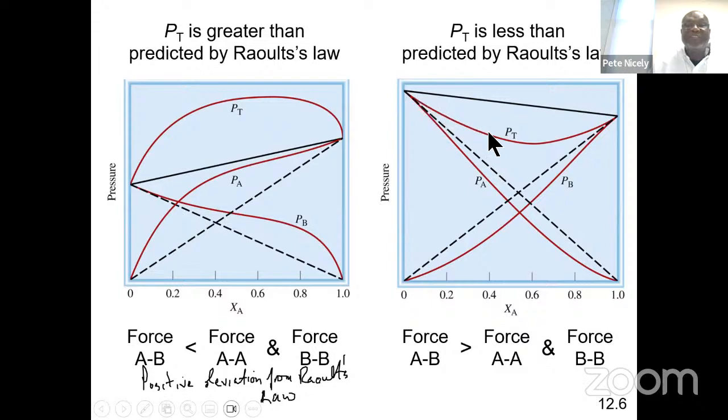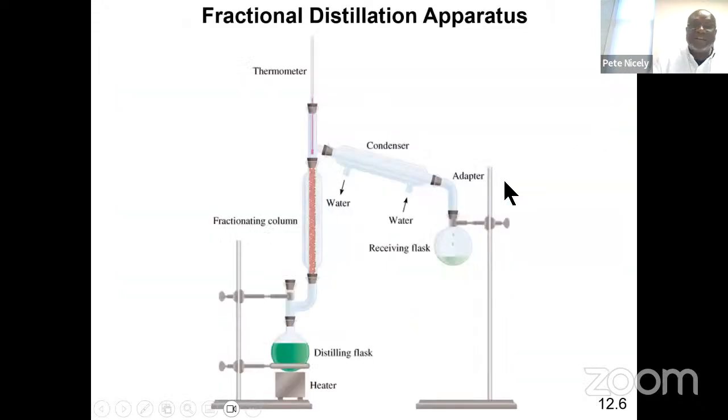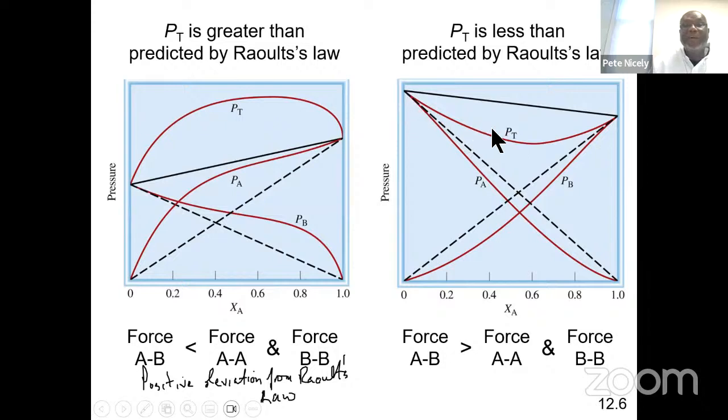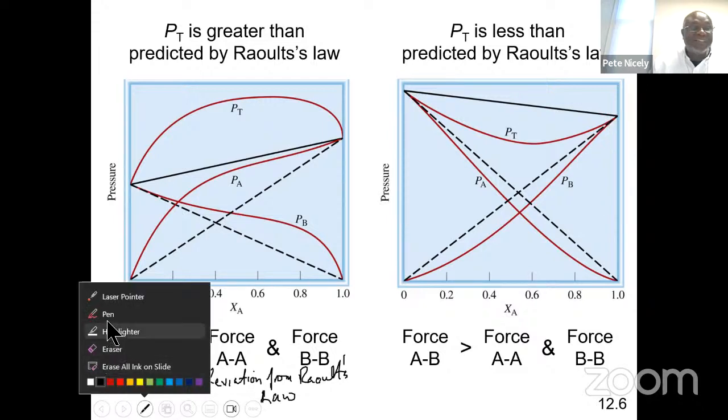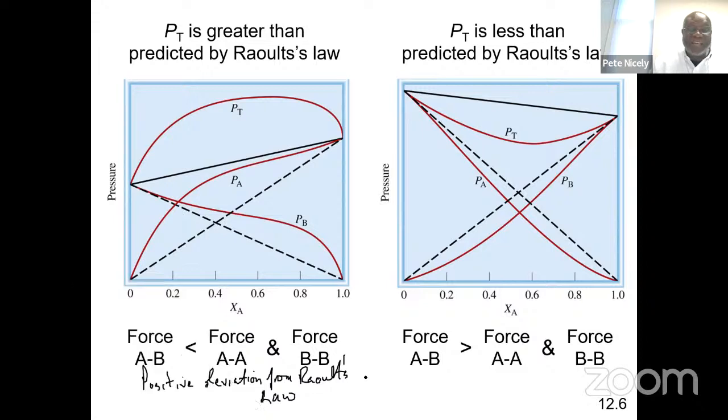And then the opposite is happening over on this side, where the total pressure here would be lower compared to what is expected if the solution was ideal. So we say that in this case, the solution is exhibiting a negative deviation from Raoult's law.